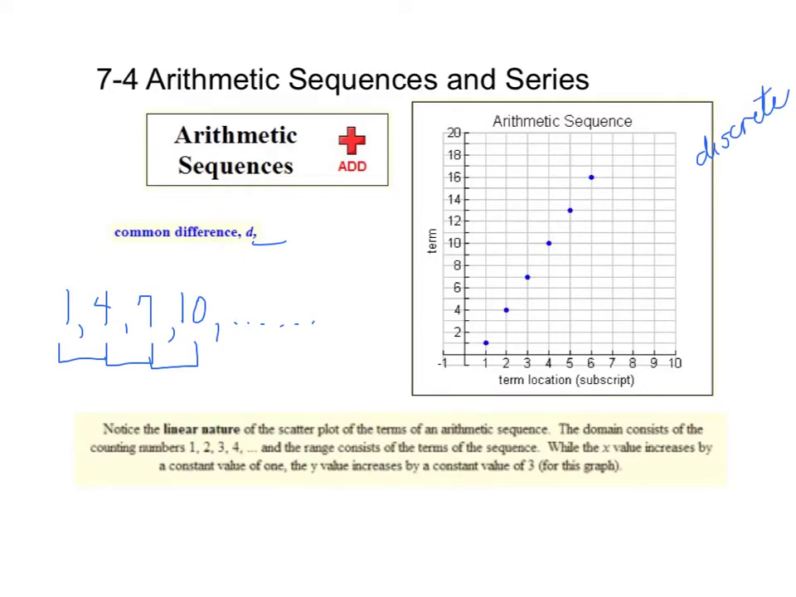But if you made it continuous, you would see that it has a line that goes through it, and the slope of this line is up 3 over 1, up 3 over 1, up 3 over 1. So the slope is actually the common difference. On this particular one, d is equal to 3, and that is the slope of a line.